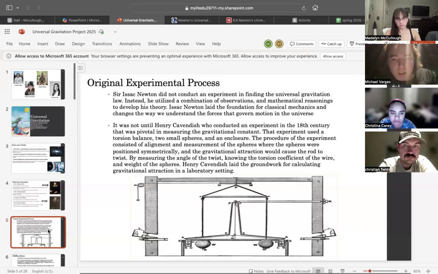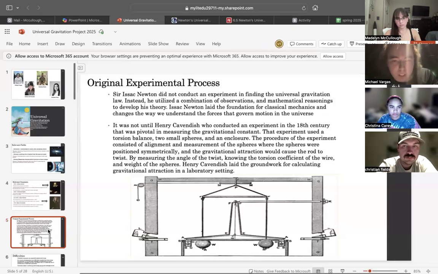Isaac Newton laid the foundation for classical mechanics and changed the way we understand the forces that govern motion in the universe. It was not until Henry Cavendish, who conducted an experiment in the 18th century, that the gravitational constant was measured. That experiment used a torsion balance, two small spheres, and an enclosure.